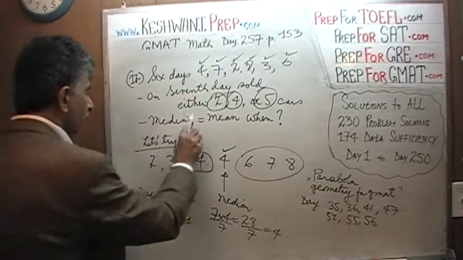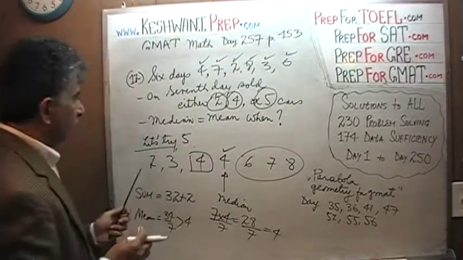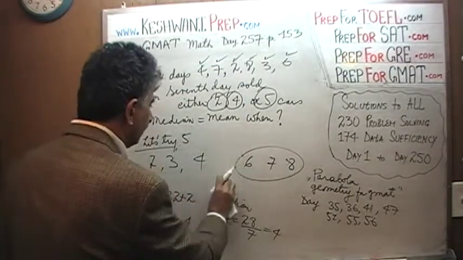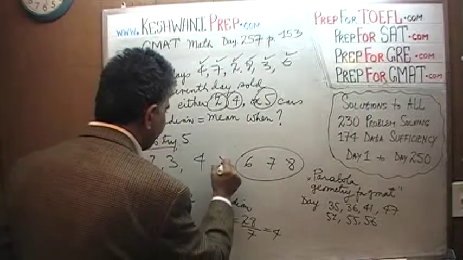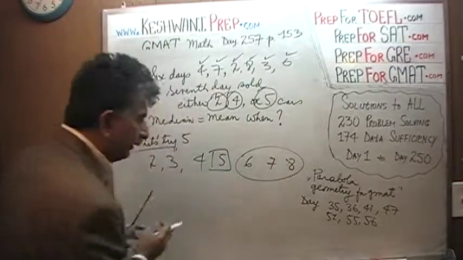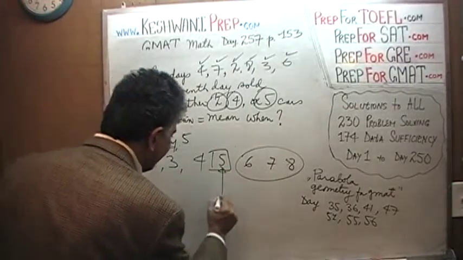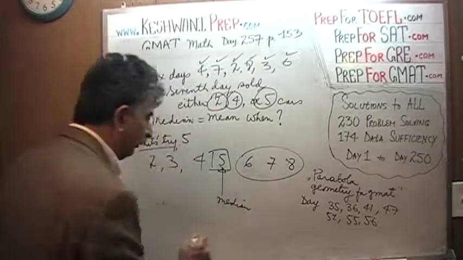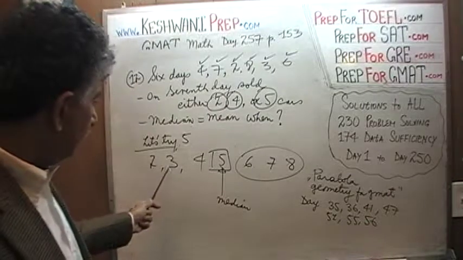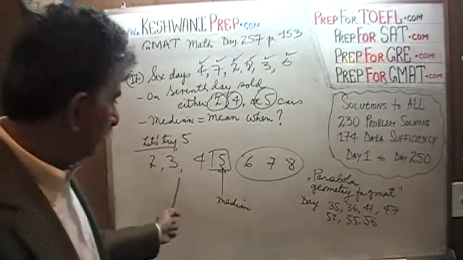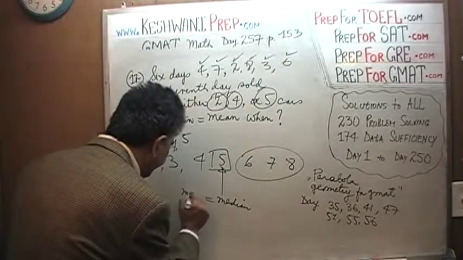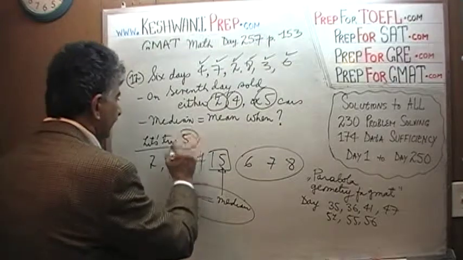Let's show it very quickly. Let's try 5. So we have 2, 3, 4, and now we're going to insert our 5. In this case, the median actually is not 4, it is 5. This is our median. And what is our mean? Well, the mean is very straightforward because they are consecutive numbers: 2, 3, 4, 5, 6, 7, and 8. Because they are consecutive numbers, the mean is going to be the same as the median. The answer is 5.